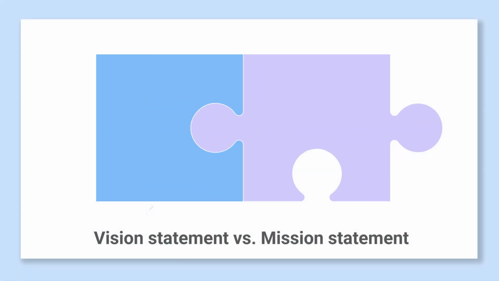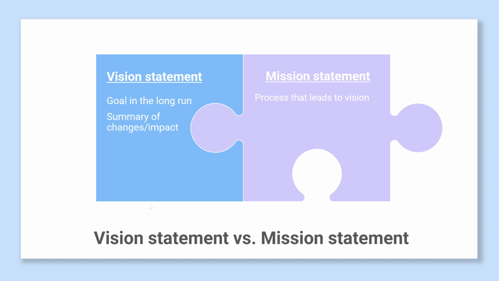It can sometimes be confusing to clearly draw a line between vision and mission when developing an organizational strategy. So let's use a little time to summarize. The vision statement describes the goal that an organization aspires to accomplish in the long run, while the mission statement describes the process of how the organization will lead to its vision. The vision statement is the summary of changes, the impact that the organization brings into the lives of the target groups it addresses, while the mission statement explains why your organization exists, its purpose, and how it addresses the purpose.